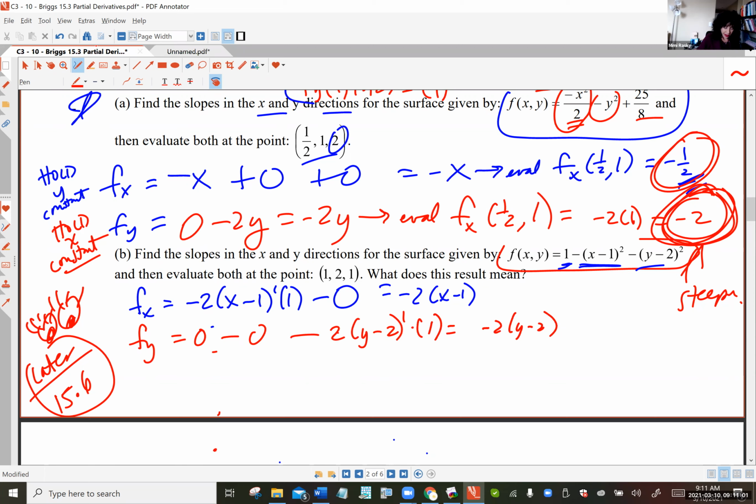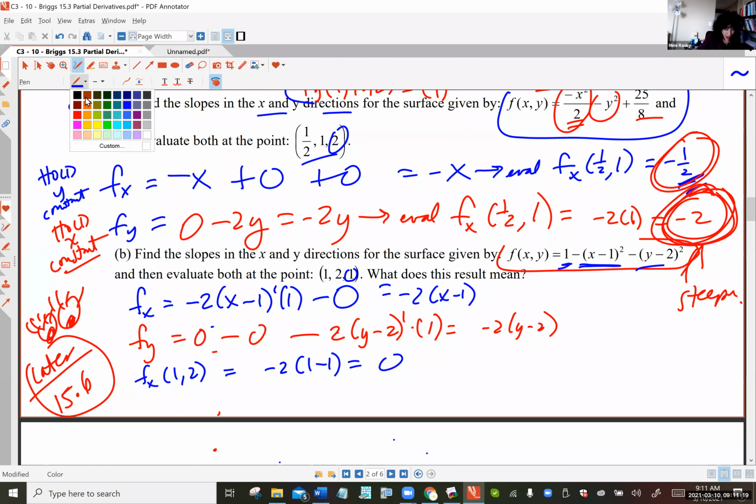Fine. Now you're going to evaluate both of these at the point 1, 2, 1. And again, they just gave you the z coordinate because that's the point on the surface. So you're going to ignore it and just substitute in the x and y coordinates here. So here, ooh, I get a 0. Is that possible? Sure. What about fy? Well, I'll plug in the point 1, 2 here. Ooh, I also get a 0.